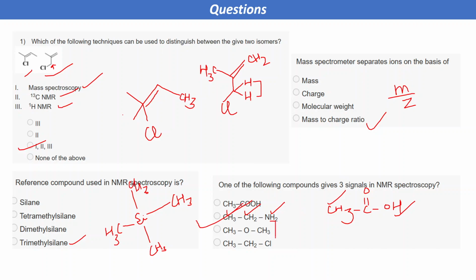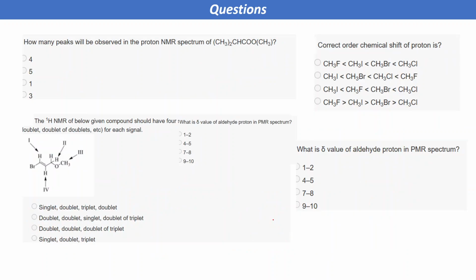Similarly, if we look at this ether, how many signals will we observe? One, because both the methyls have an equivalent environment. And in CH3CH2Cl, how many signals will we observe? 2. Correct. So the answer will be CH3CH2NH2.